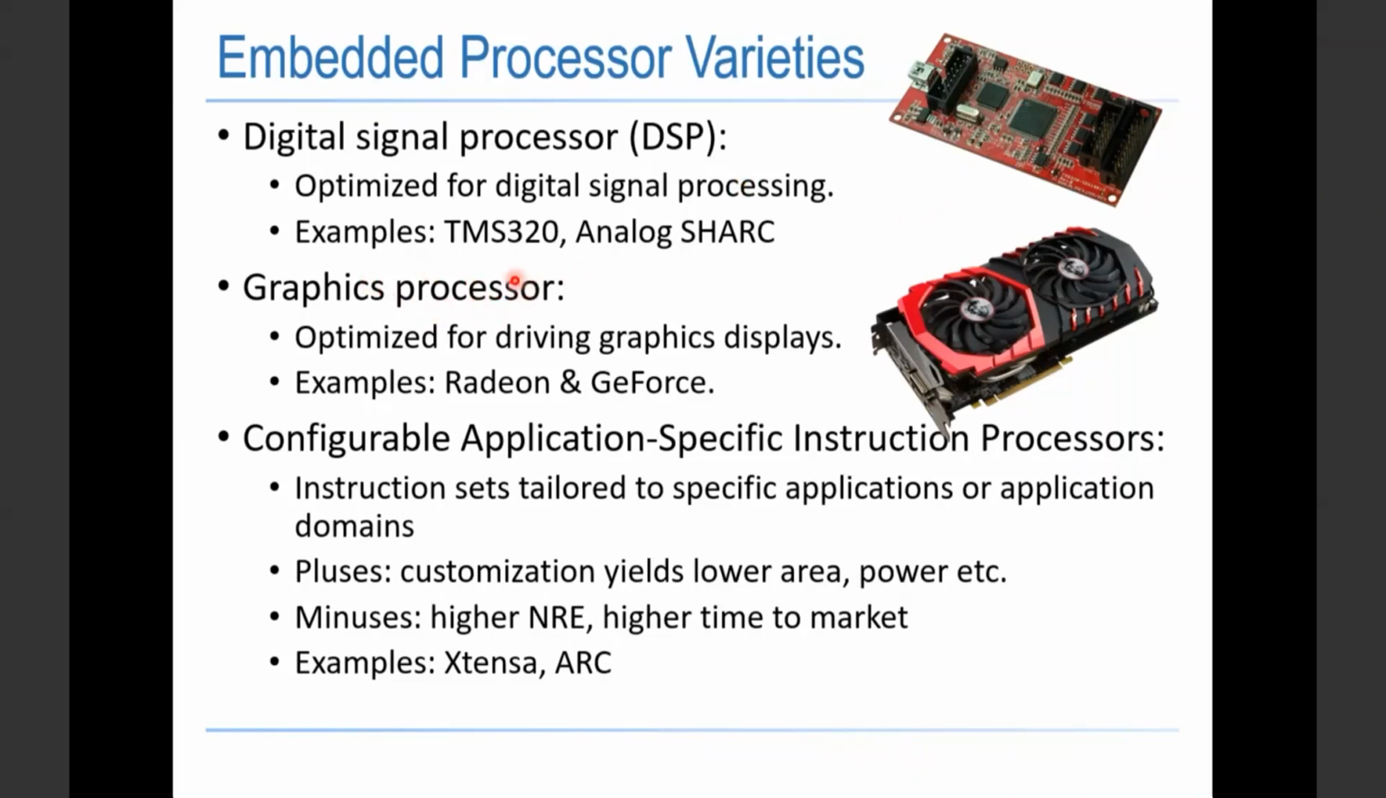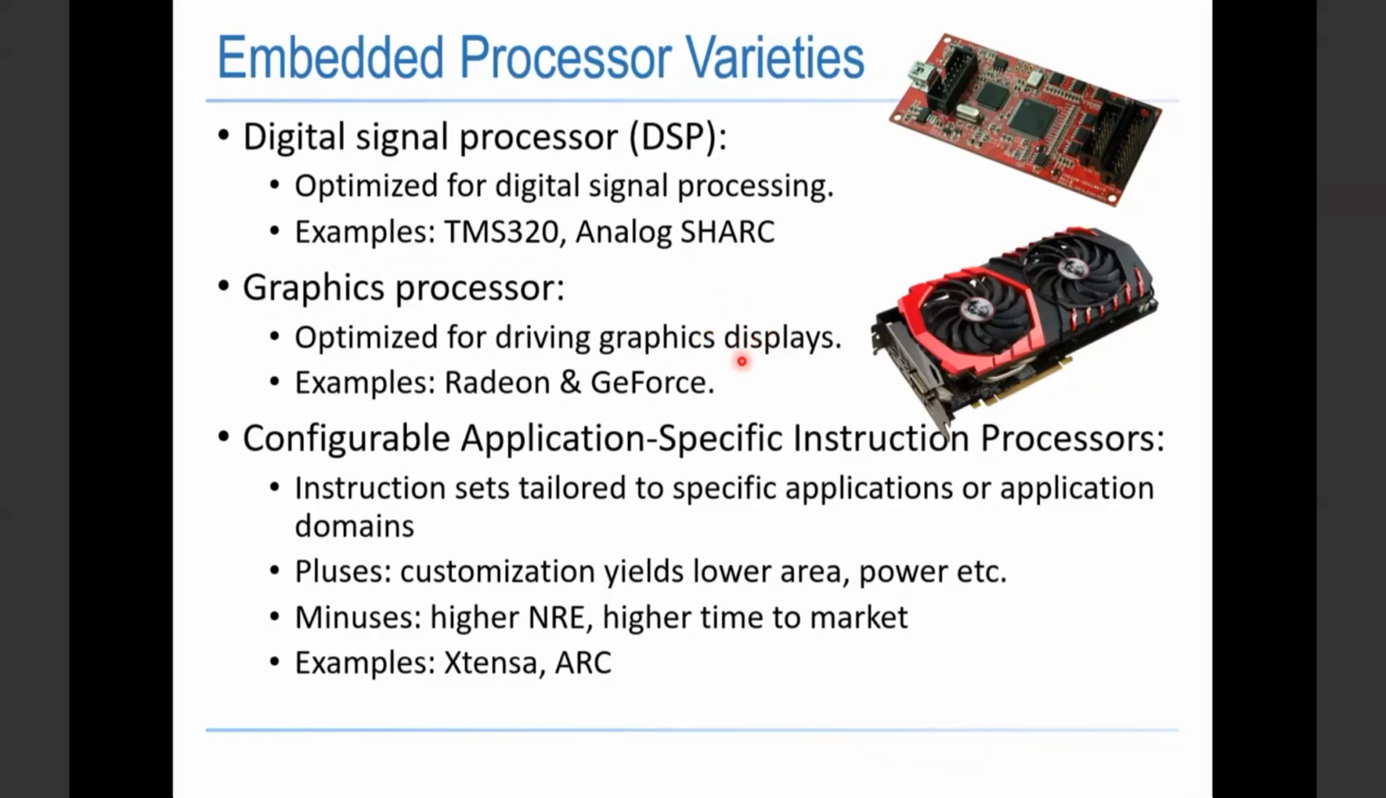This is another application of the embedded processors, where the embedded processor can be used as a graphic processor. This graphic processor is used to optimize for driving graphics display, so it will enhance your display, because it has encoded programming inside there to encode and decode the graphics, the videos, and so on.